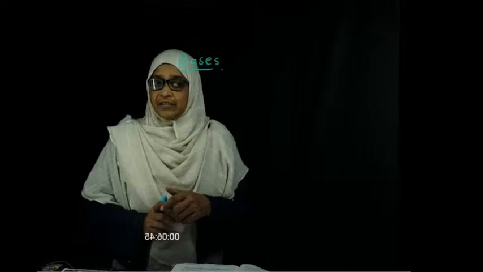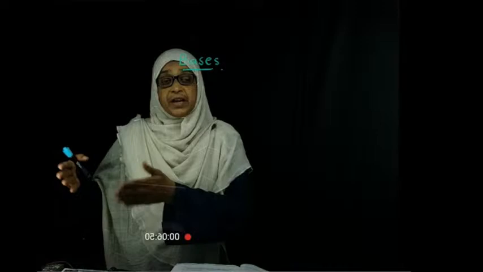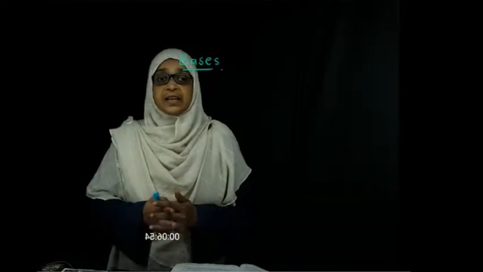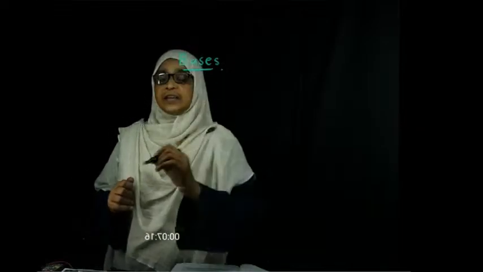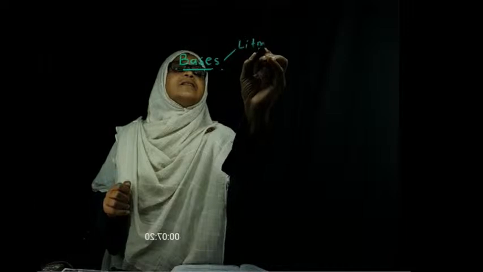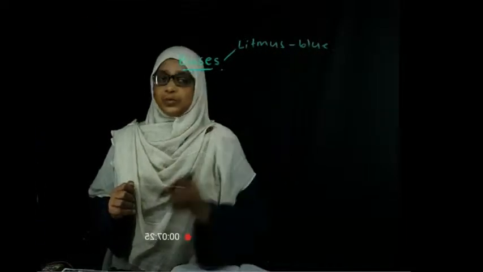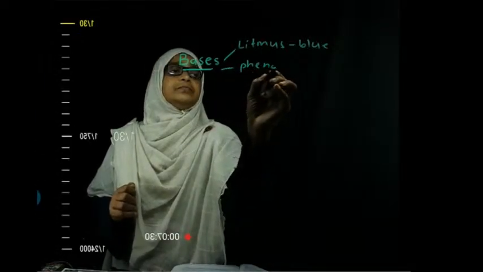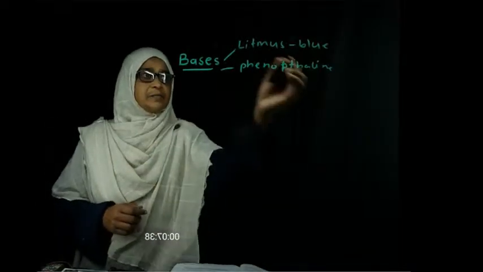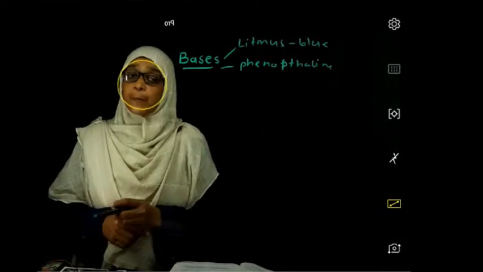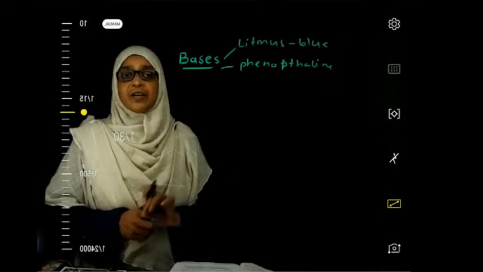But when we categorize the bases according to weak base or strong base, this phenolphthalein and litmus is not enough. There we have to use the color range according to the strength, that is the pH scale. These, blue litmus and phenolphthalein, are special for identifying the base.